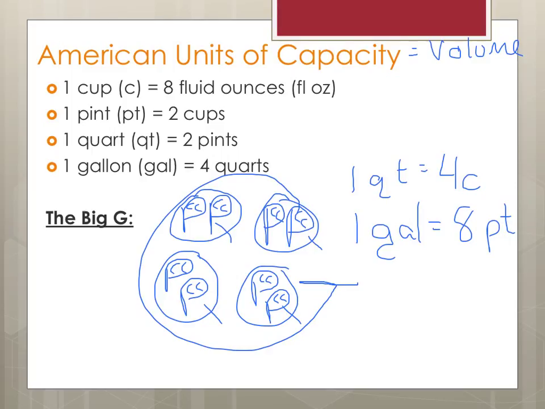And you can use that to find any conversion within the American system for capacity, and just remember that first one. 1 cup is 8 fluid ounces, and you'll be good to go.